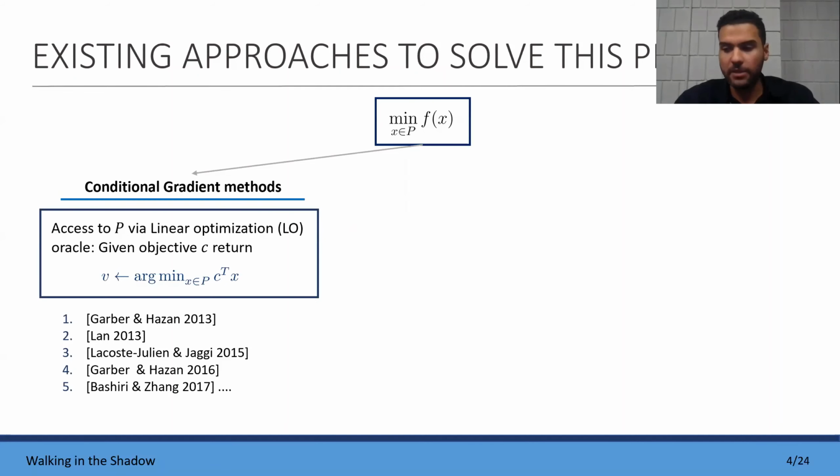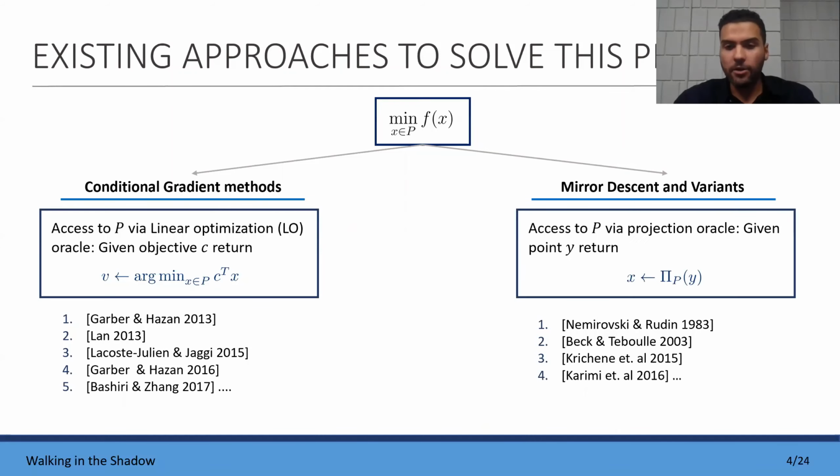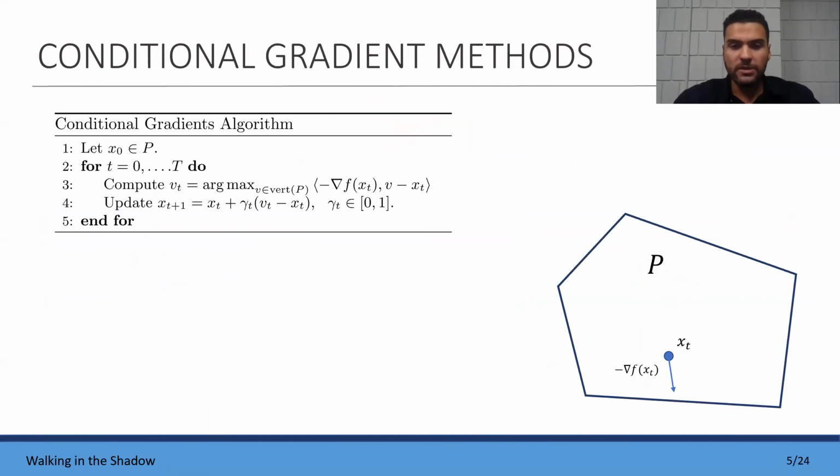The first is a class of methods known as conditional gradient methods, and there we assume access to our polytope via a linear optimization oracle. These methods have made a really big comeback in the past decade or so due to their applicability in large-scale optimization and machine learning problems, and we see that here from these very recent references. On the other hand, there are mirror descent type algorithms and their variants, and those assume access to the polytope via a projection oracle, which is a lot more expensive than linear optimization. So let's quickly review these methods.